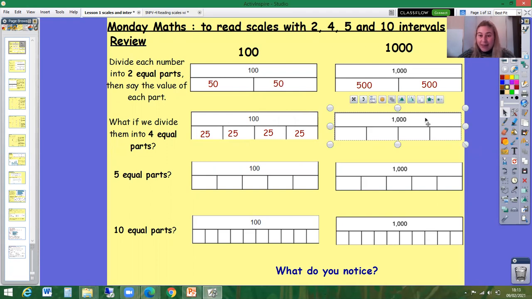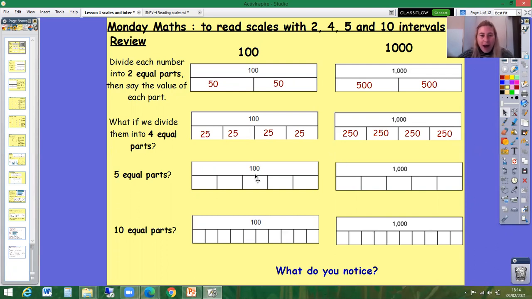What about 1,000? Okay, 1,000 divided by 4, we would have 250 in each part. So 250, we'd have 500, 750, 1,000. You might want to join in with the counting. Counting is a really good skill to have. You could always go back and join in with me.